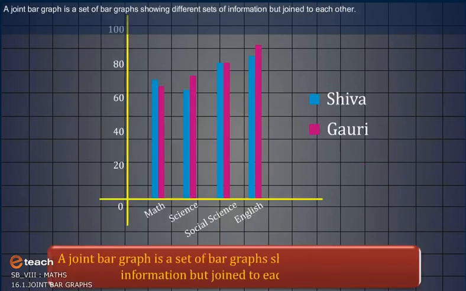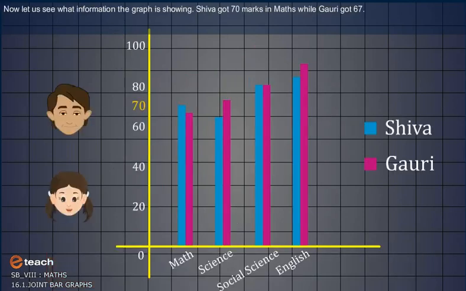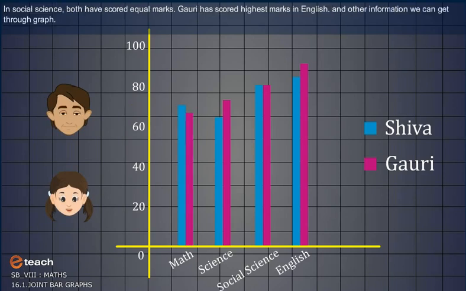A joint bar graph is a set of bar graphs showing different sets of information but joined to each other. Now let us see what information the graph is showing. Shiva got 70 marks in maths while Gauri got 67. In social science, both have scored equal marks. Gauri has scored highest marks in English. And other information we can get through the graph.